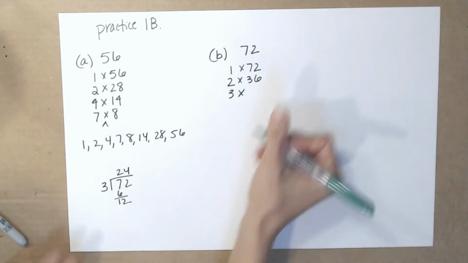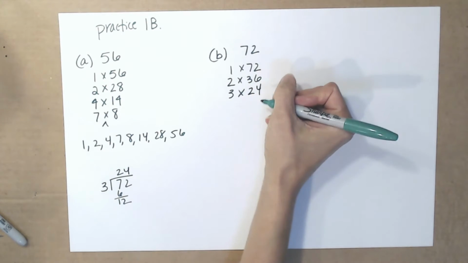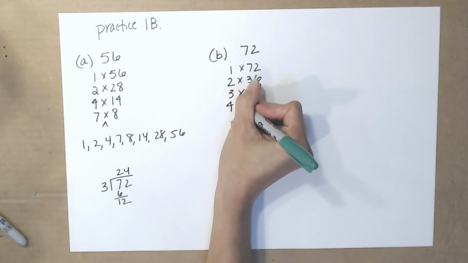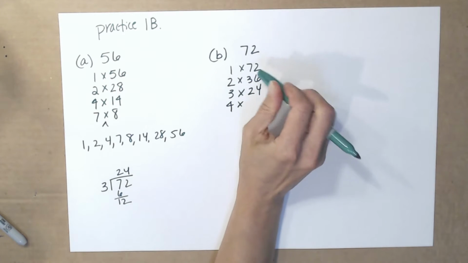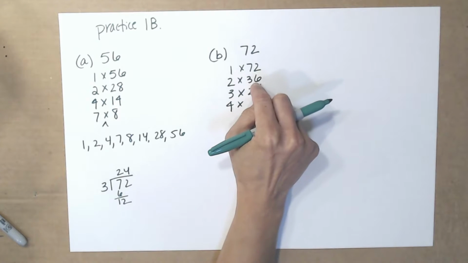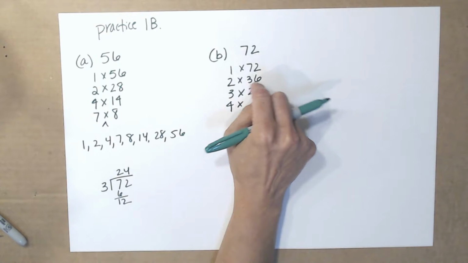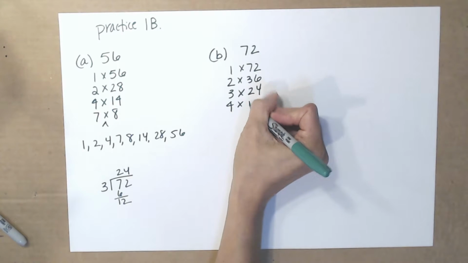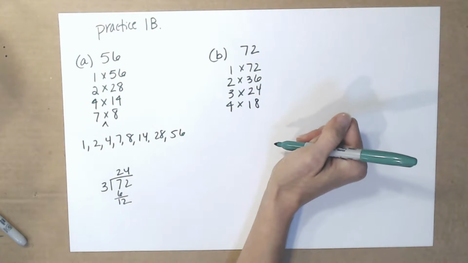And I get 24. So 3 times 24. Now, is 4 a factor? I know 4 will be a factor because 2 was a factor. It was 2 times 36. I can take half of that 36 again. I would get 18. So 4 times 18 works.